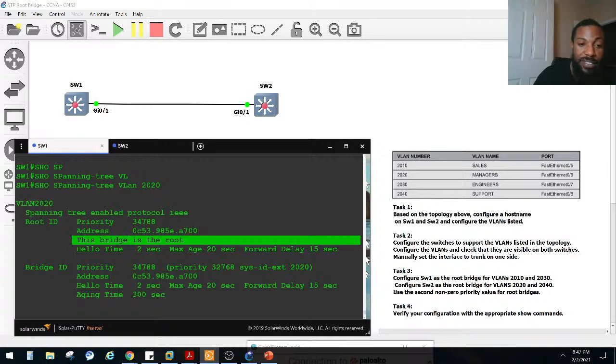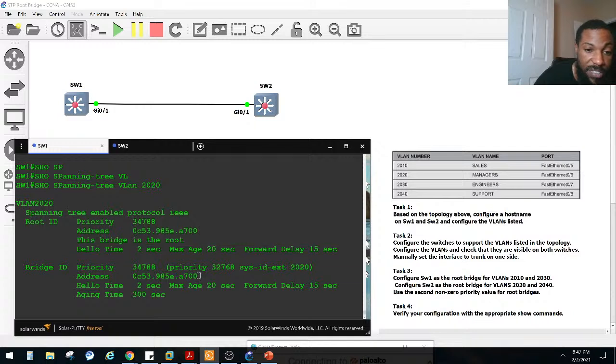Anybody know why? Even though we didn't set it as the root. We didn't touch the priority. We didn't do none of that. We didn't make him the root. Why is he the root? Can anybody answer that question? We might have to look at the other one.